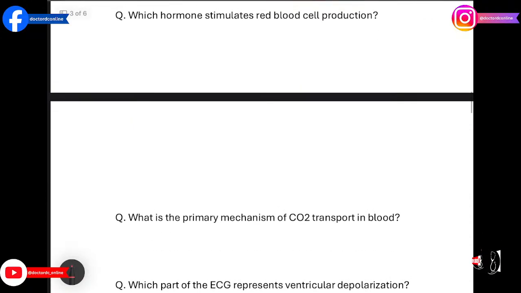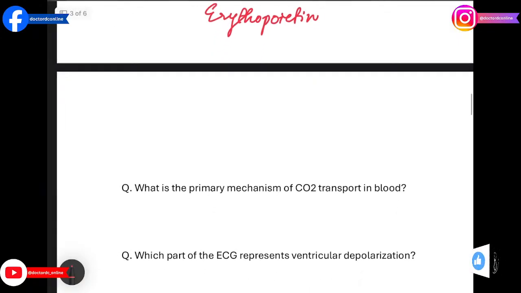The next question is, which hormone stimulates red blood cell production? And the answer is erythropoietin, because it acts on bone marrow to increase erythrocyte production in hypoxia.